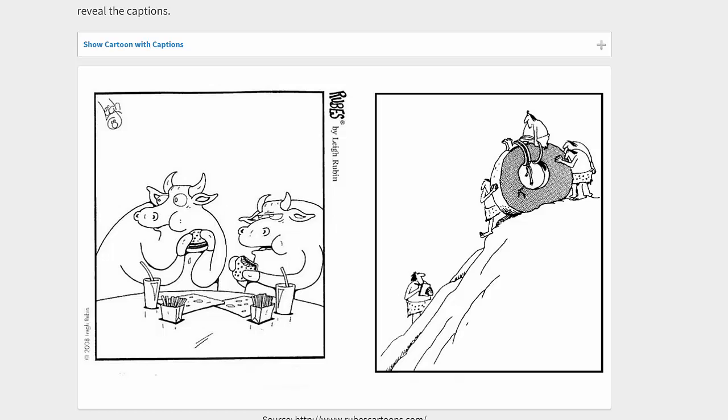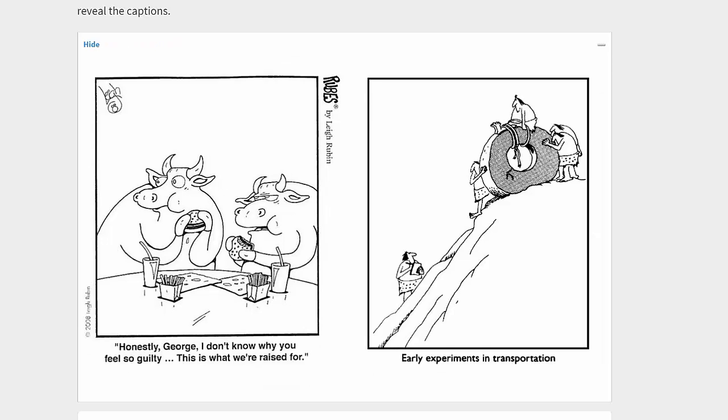So you have a look at those captions, and here I'm going to open this up and show you what the captions actually are. One of the cows says to the other cow, honestly, George, I don't know why you feel so guilty. This is what we're raised for. Okay, who would have thought that that's what they were thinking? And here it says, early experiments in transportation. Okay, haha, it's good. It's kind of like a haha sort of joke.